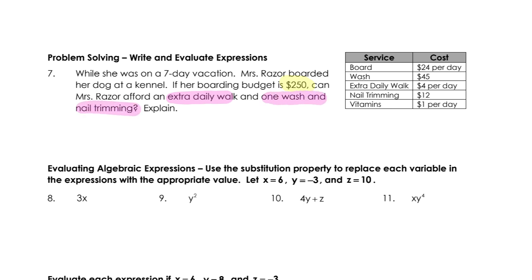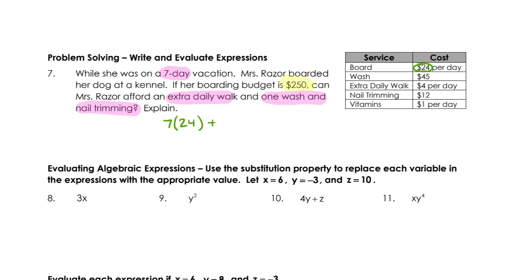Now, the other thing we have to make sure we pay attention to is she's on a 7-day vacation. So with that being said, if she's going on a 7-day vacation, she obviously has to board her dog for 7 days. So I see right here that boarding her dog is going to cost $24 per day. So that is 7 days times $24. Now, when you're paying for something, we're adding up to find the total cost. So I'm going to put a plus sign here.